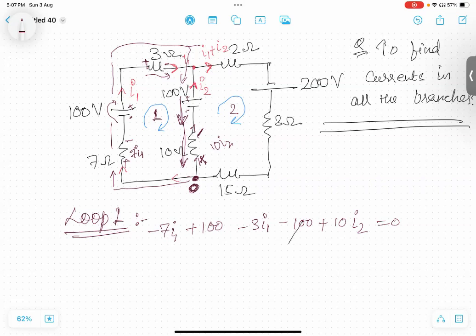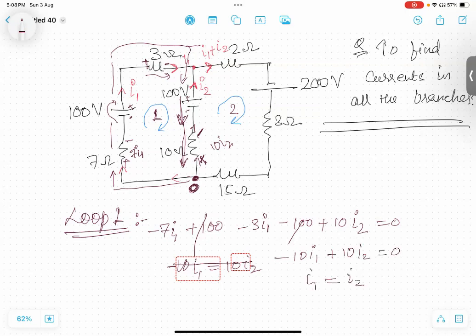Now, let's simplify this equation. 100 got cancelled. Minus 10I1 plus 10I2 equals 0. So we got I1 equals I2. This is our equation number 1.